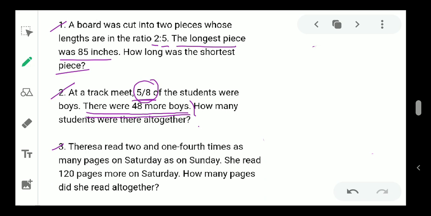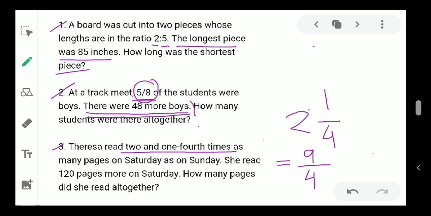So Teresa read 2 and 1/4 times. What does 2 and 1/4 times mean? When you see something like this, that is a mixed fraction, which is basically an improper fraction. So you have to convert it from mixed into a simple fraction: 2 and 1/4 times as many pages on Saturday as on Sunday.